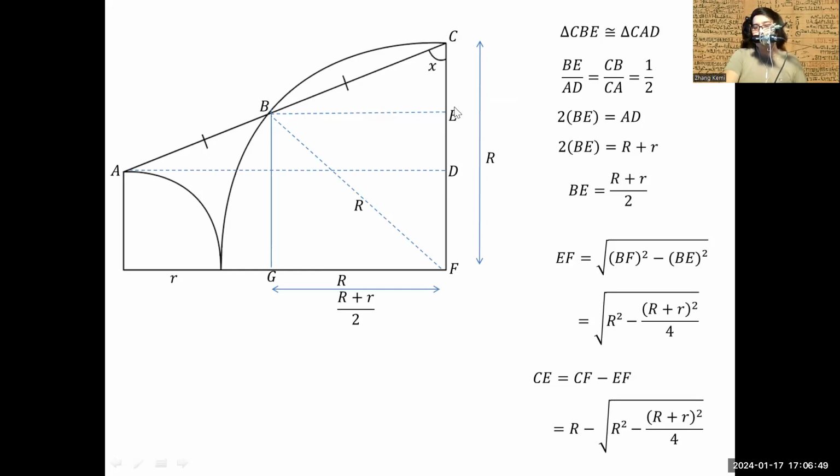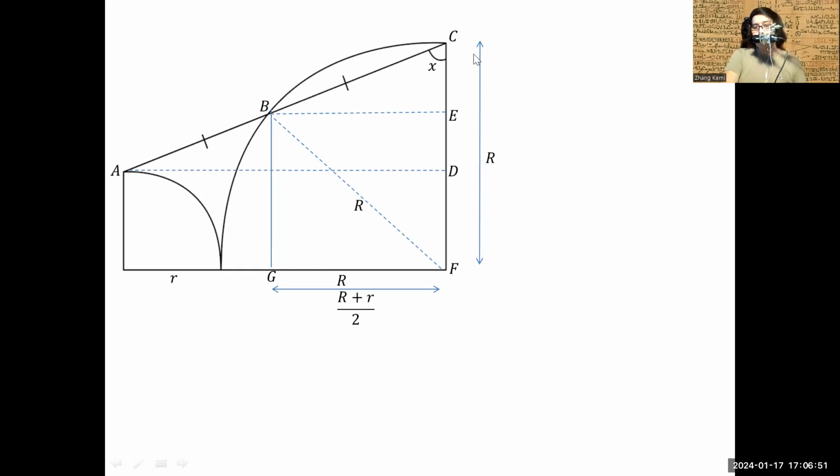This length here. Now, in the next slide, I'm going to look at triangle CBE. This is CBE. I can tell from the tangent ratio of the angle x. So now I'm applying a little bit of trigonometry. The tangent of this angle that we are going to find, tangent of x, is BE over CE, because BE is the opposite side and CE is the adjacent side. So I'm establishing the tangent ratio for the angle x.